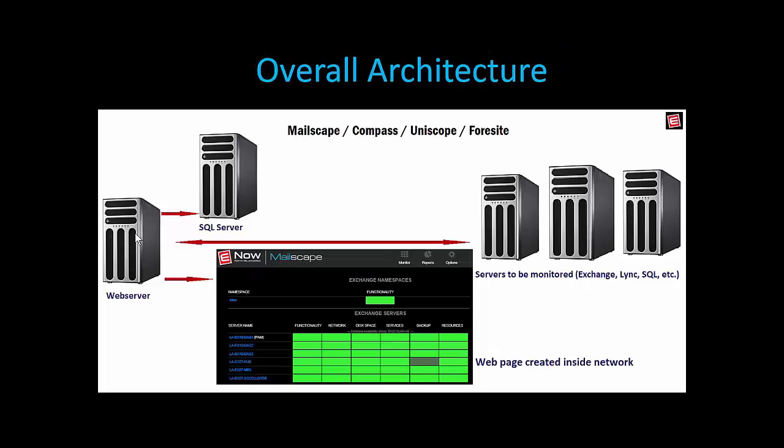Now, before we do that, let's take a high-level overview of this diagram, which shows us the basic architecture. Notice that the eNow management system, which includes Mailscape, Compass, Uniscope, and Foresight, installs on a web server in your company's internal network. On each server to be monitored, a small, lightweight client installs quickly and easily, with no reboots necessary. During the day, the web server communicates with the servers it is monitoring and sends data to a back-end instance of SQL. The only port that needs to be open for Mailscape to do its job is 20080.